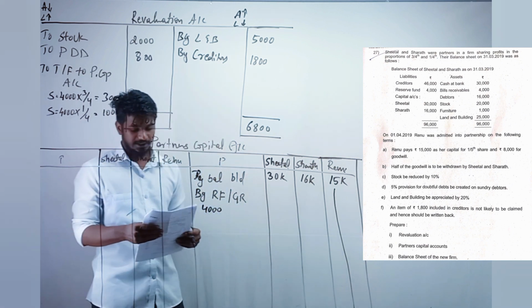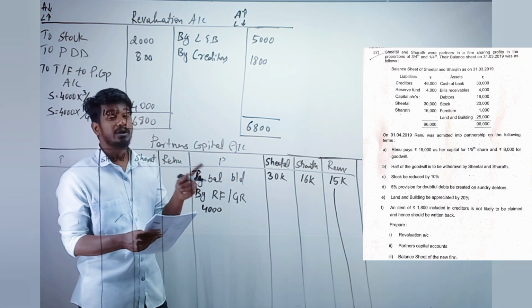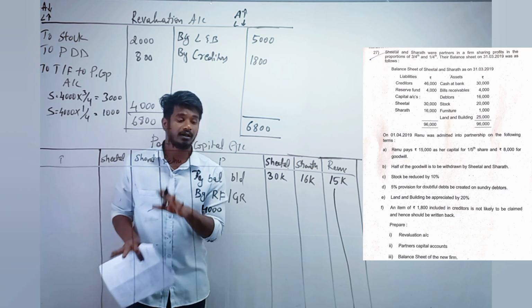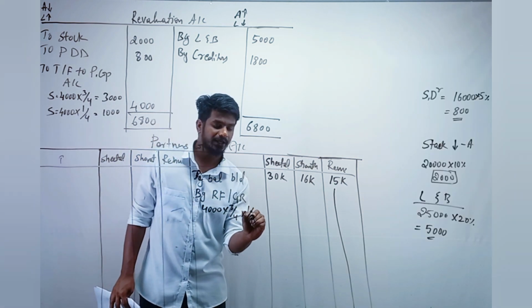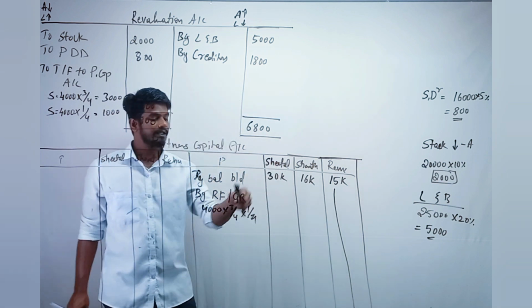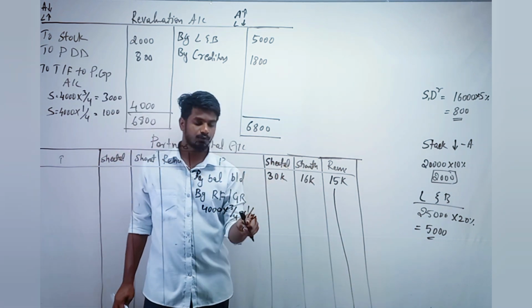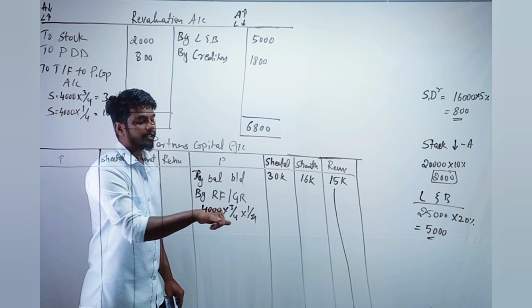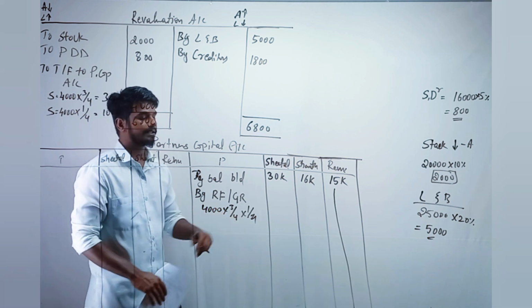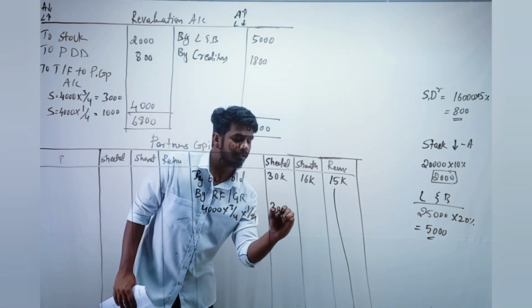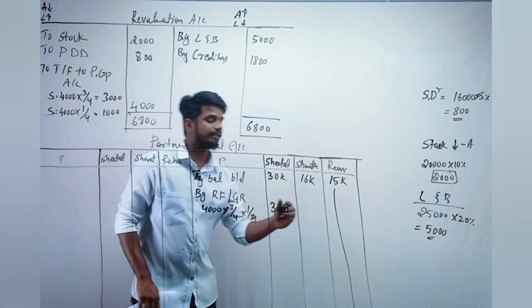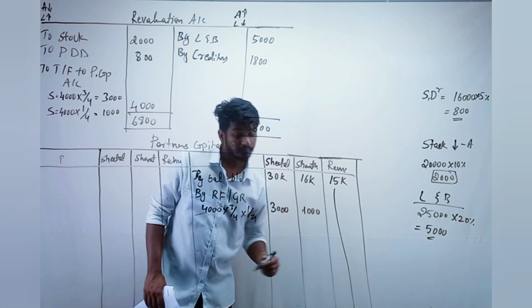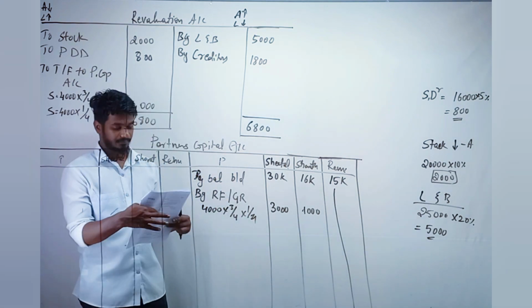Correct. So just share it in their old ratio, that is 3 by 4 and 1 by 4. For Sheetal it is 3 by 4, for Sharad it is 1 by 4. So 4,000 into 3 by 4 is 3,000 for Sheetal, and 4,000 into 1 by 4 is 1,000 for Sharad. Did you understand that? Fine.